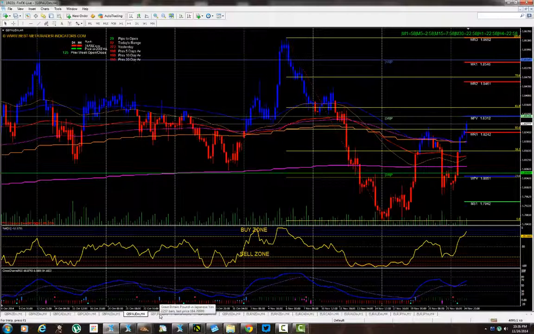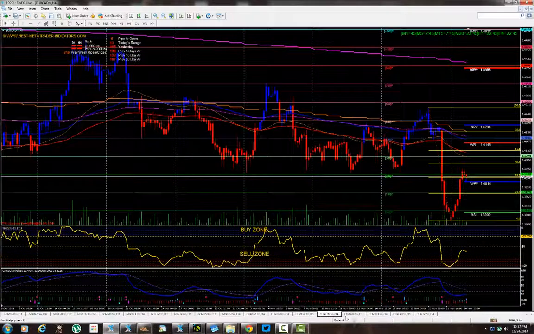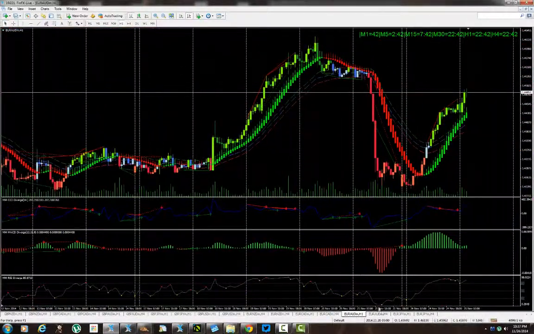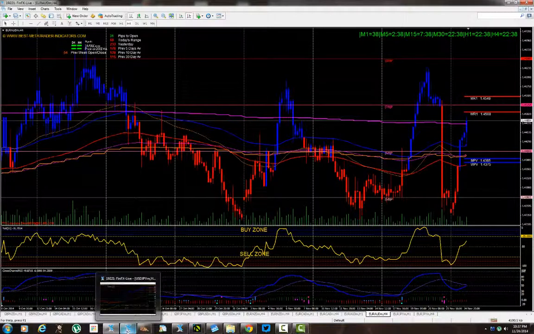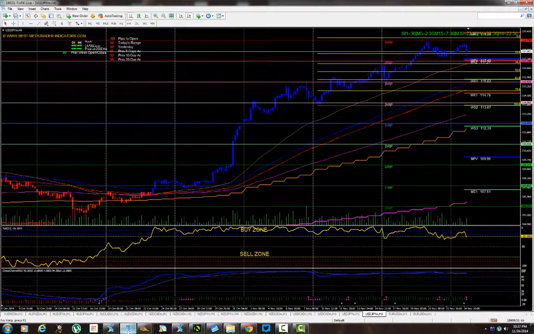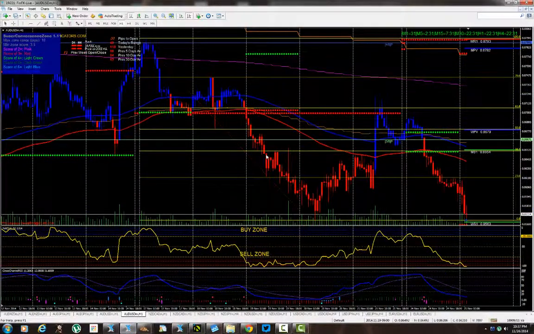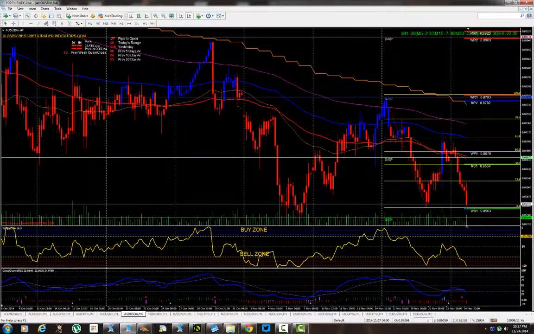And I'll be looking for the Australian pairs or crosses, pound odd, to continue its way up, and possibly Euro as well. Maybe not. And of course, on USD, we want to see a continuation down.